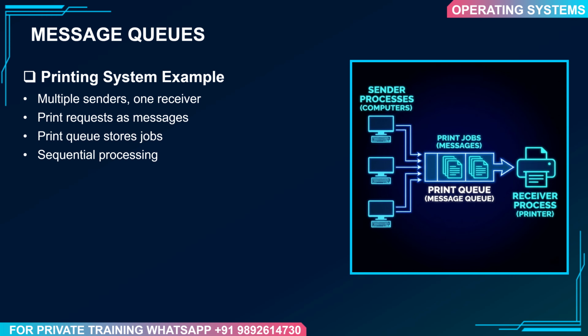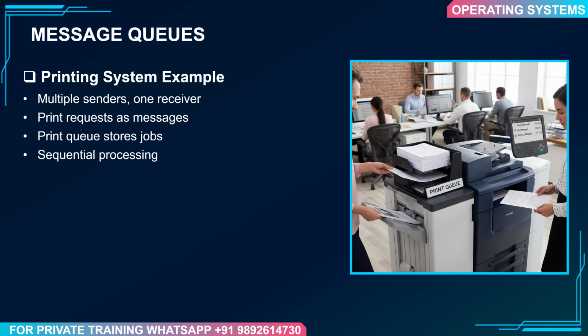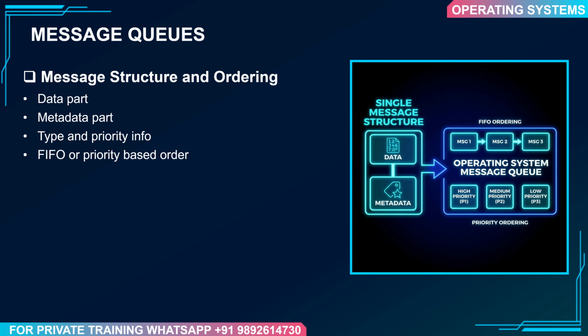Each computer sends its print request to the queue and does not wait for the actual printing to finish. The printer takes jobs from the queue one by one and prints them. In this example, the print queue behaves very much like a message queue. The computers are the sender processes, the printer service is the receiver process, and the print jobs are the messages. Inside an operating system, message queues work in a similar way.